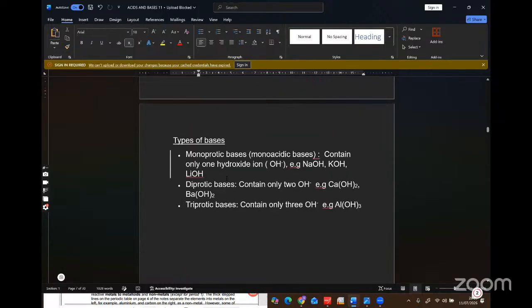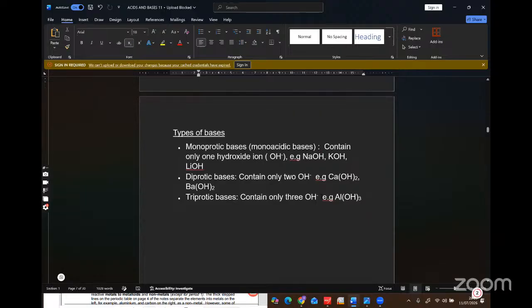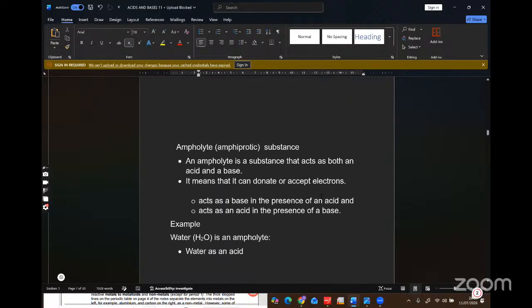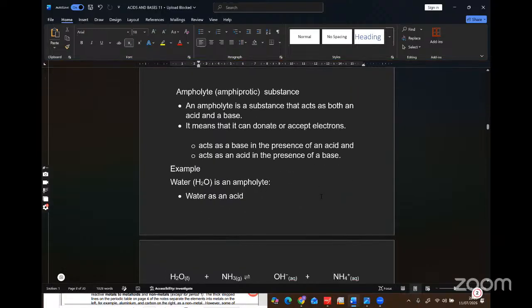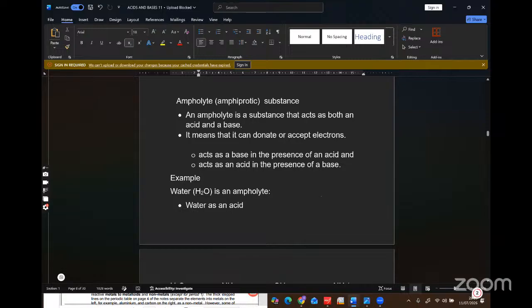Now bases can also be monoprotic, diprotic, and polyprotic, but we shouldn't really focus on that. Normally they don't ask anything about it. I just added it for purposes of enrichment, so I don't want to confuse you. Then we are going to talk about what we call an ampholyte.